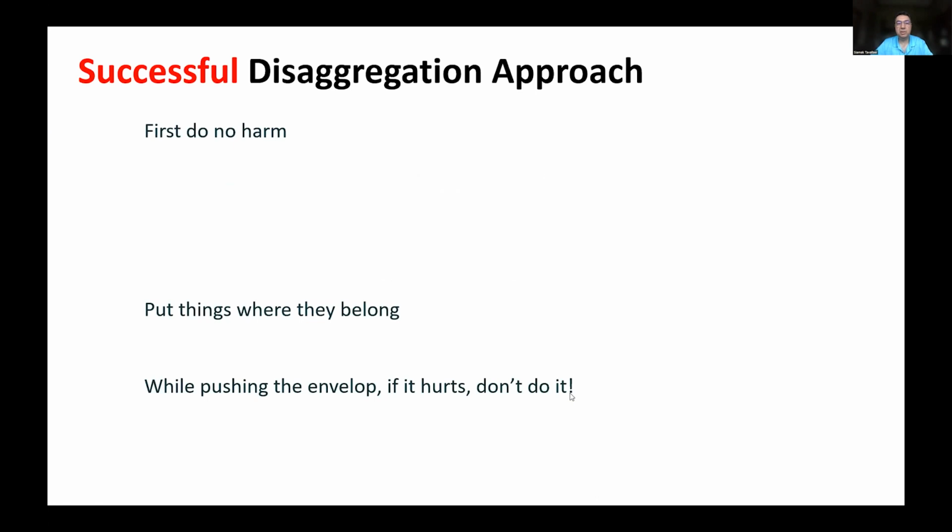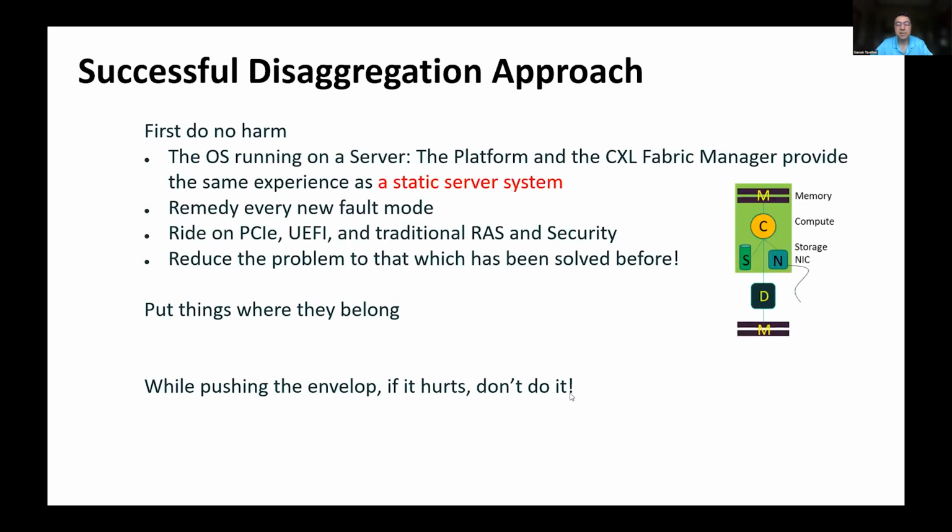So the way I've thought about these things is that to build large systems, we need to be careful. The three points that I normally mention include: first, do no harm. Put things where they belong, and if it is too hard, push back and sometimes find another way to do it. So within the first principle, first do no harm, if we disaggregate a system, from a software point of view, we still need to represent the system as what they are used to: CPU, memory, networking, and storage. And that is a major effort that's underway as part of OCP, for example.